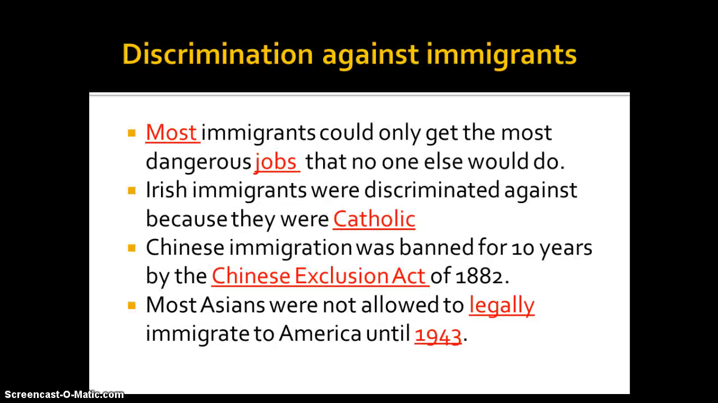Most immigrants could only get the most dangerous jobs that no one else would do. Irish immigrants were discriminated against because they were Catholic. Chinese immigrants were banned for 10 years by the Chinese Exclusion Act of 1882. Most Asians were not allowed to legally immigrate to America until 1943. So, along with the tough conditions in the cities, many immigrants faced discrimination once they finally arrived in America.